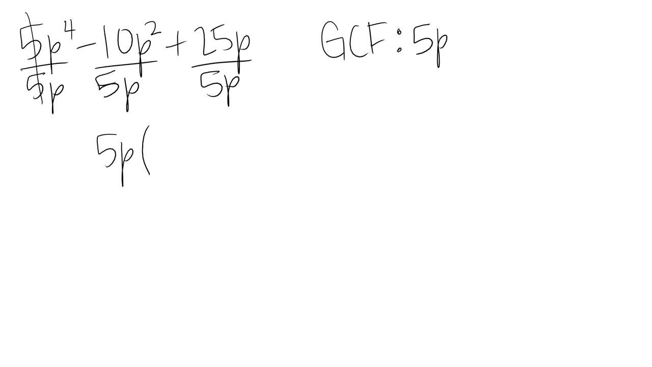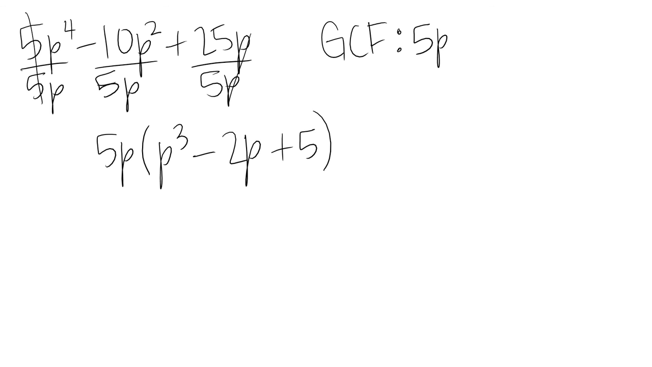So here the 5s would cancel. P to the fourth divided by p would be p cubed. Then -10 divided by 5 would be -2p. 25 divided by 5 is 5, and here the p's would cancel. And that would be our final answer.